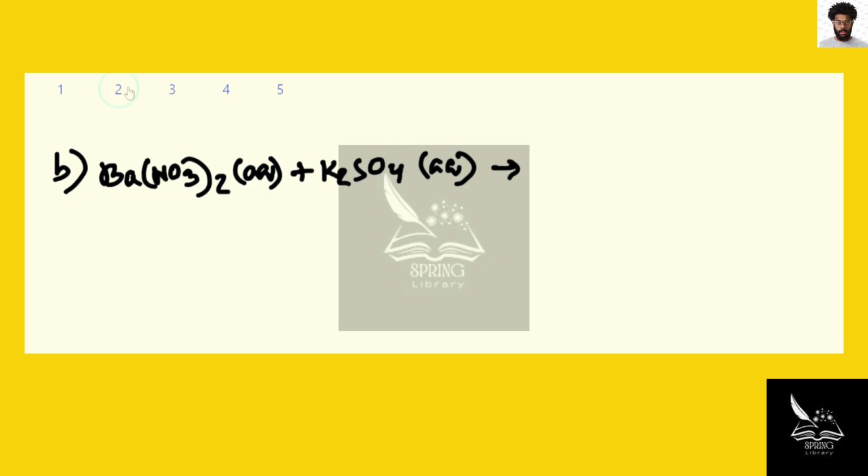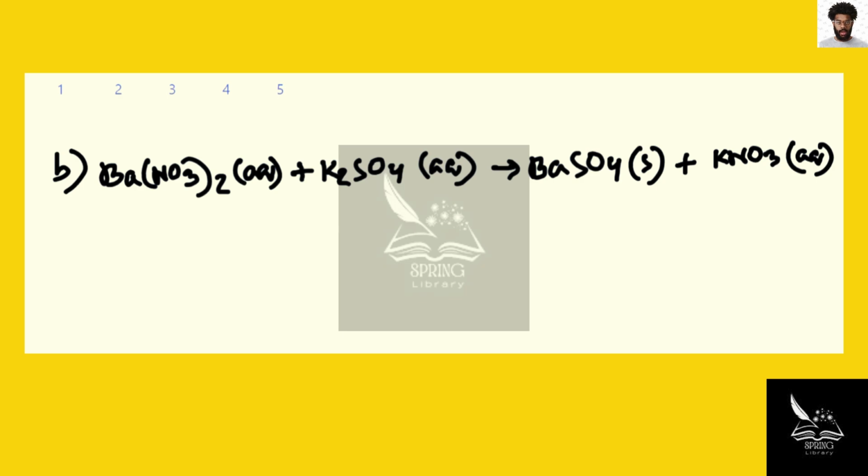Now if we go to our second reaction, here the product will be barium sulfate, and barium sulfate is insoluble in water. That means it will be in solid form. And then we have potassium nitrate, and it will be in aqueous form, being water soluble.